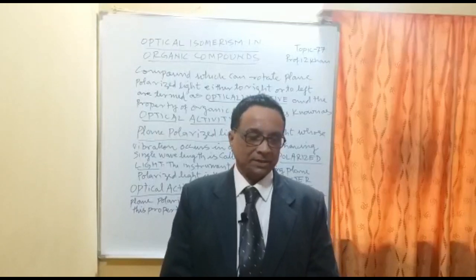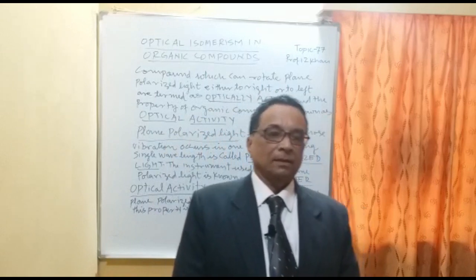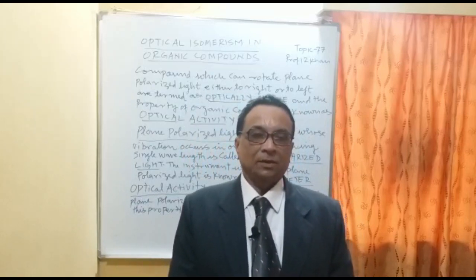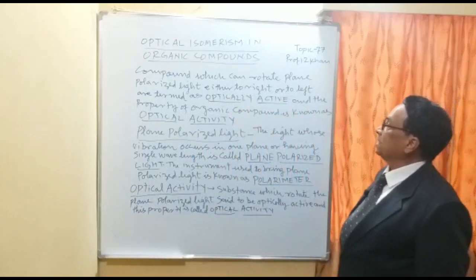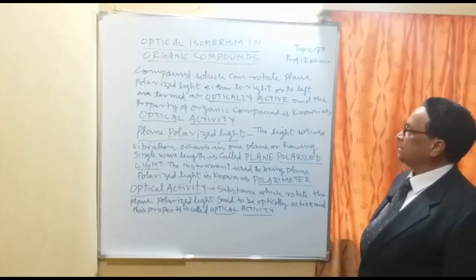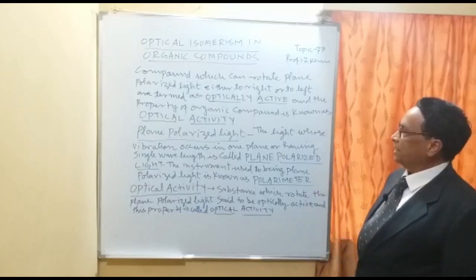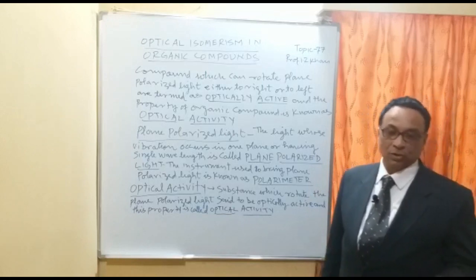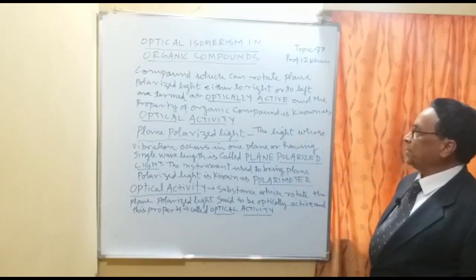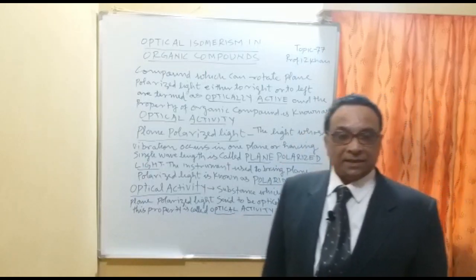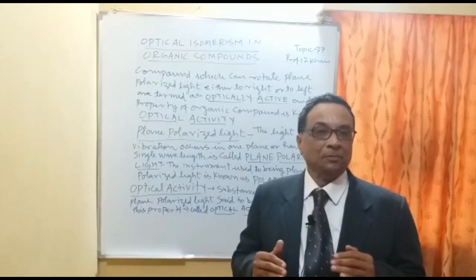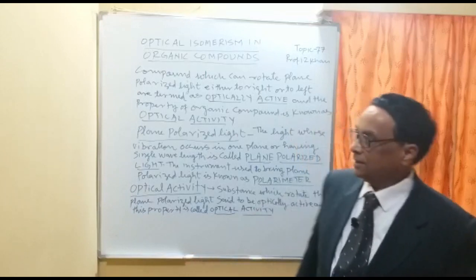So in continuation, what I was discussing is the optical activity of organic compounds, which comes under optical isomerism: plane polarized light and their rotation. Under optical isomerism, the compound which can rotate plane polarized light either to the right or to the left is termed optically active. The same thing I told you. The property of an organic compound is known, in general terms, as optical activity. So optical activity means the organic compound is capable of rotating plane polarized light either in the left direction or in the right direction.